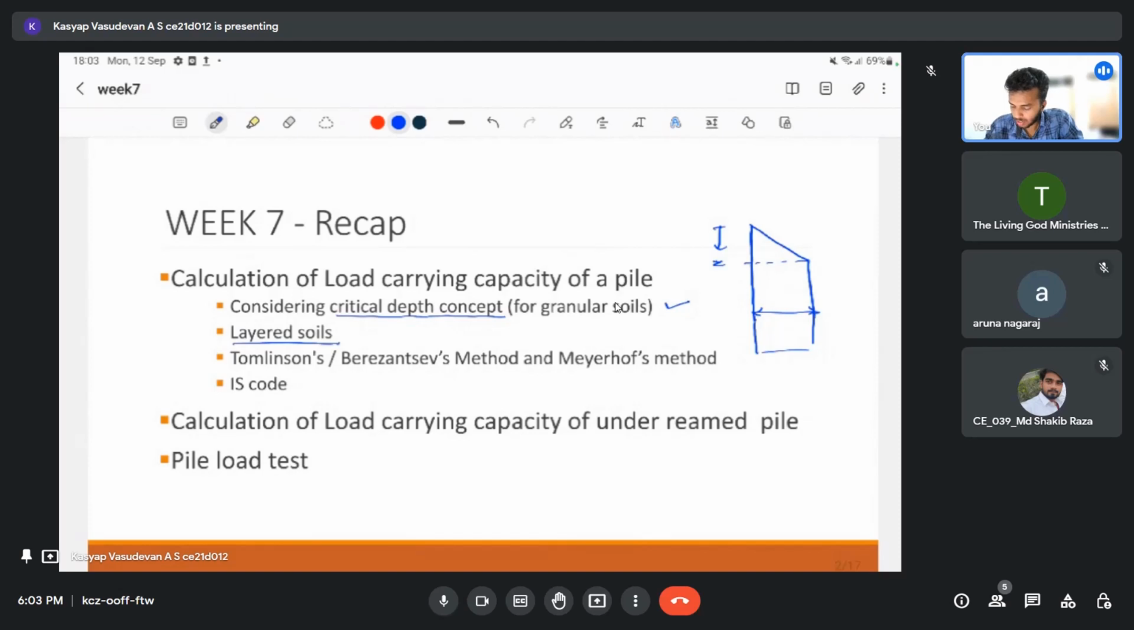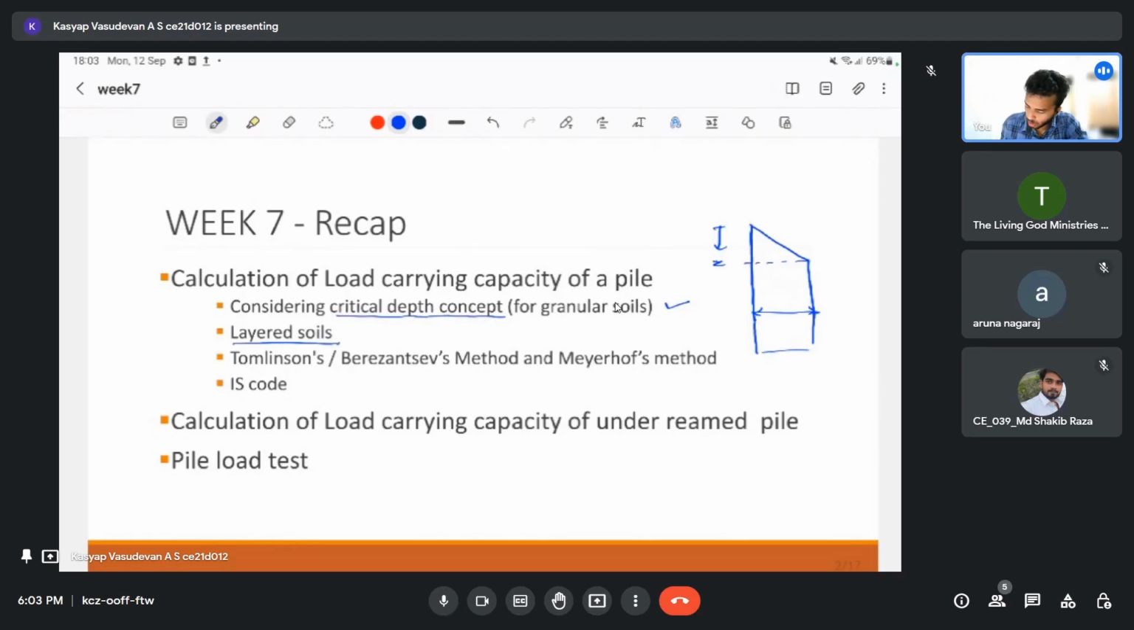But however, generally that layer thickness may not be that much. So in layered soils, we need not consider it in many cases. But if we have a large sandy soil or a granular soil layer in between, we can check whether the depth of the layer is greater than critical.